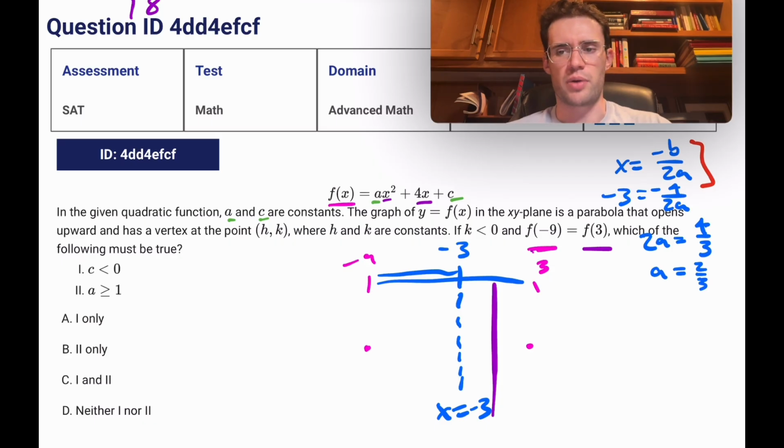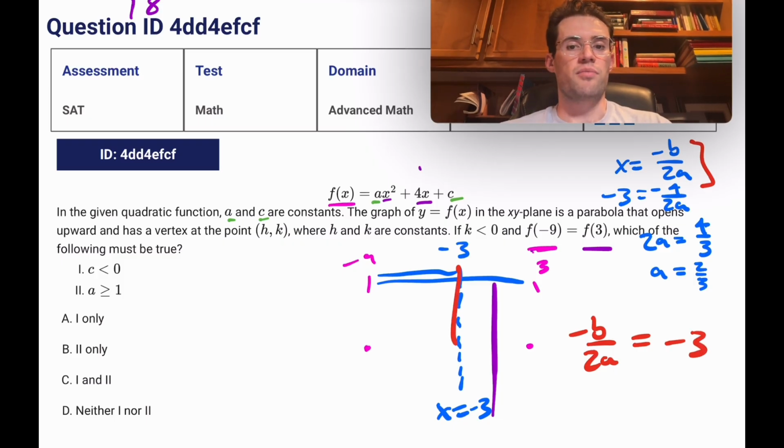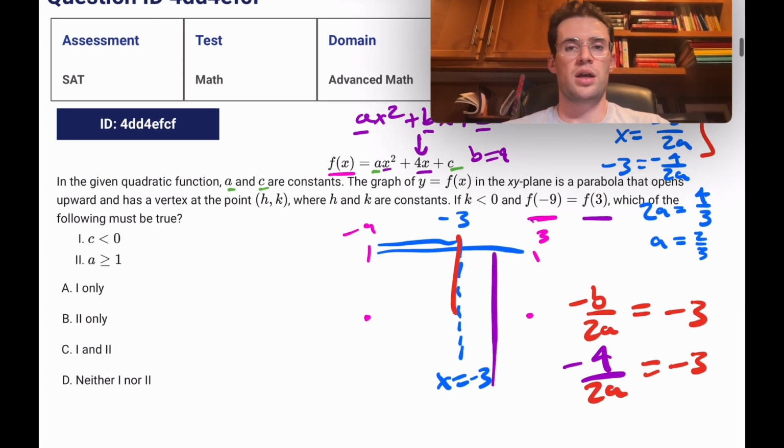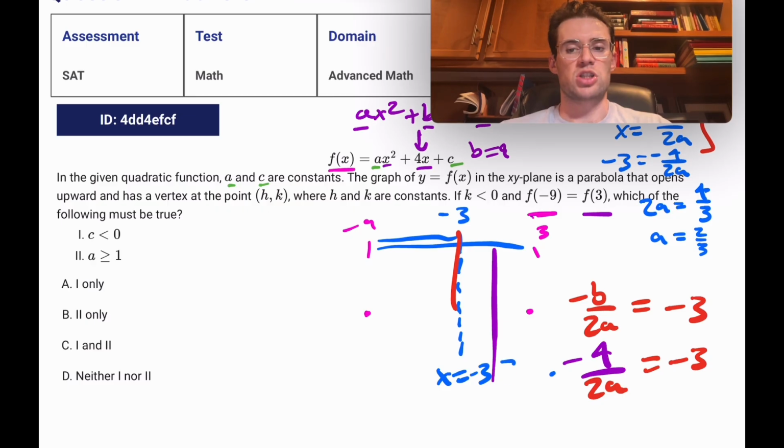So we have negative b over 2a, and then you would just set negative b over 2a equal to the axis of symmetry we just found, which is x equals negative 3, so negative 3. And now our value of b is just this coefficient in front of the x term, right? It's ax squared plus bx plus c. That's what they're talking about with the a, the b, the c, in quadratic standard form. So b equals 4. So you just say negative 4 over, and we don't know what a is yet, so over 2a is equal to negative 3.